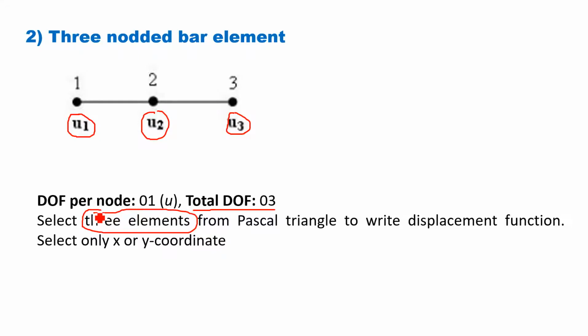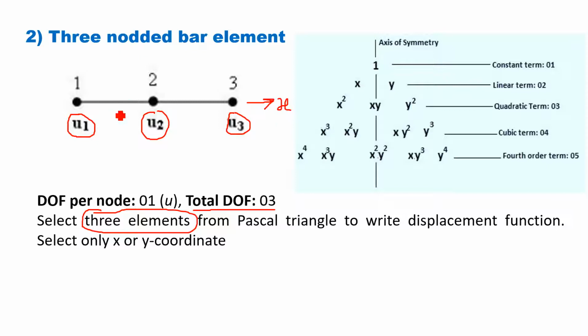Again remember, since it is a bar element, we have to select only the x coordinate or only the y coordinate from the Pascal triangle, because it is a 1D element. So this is the Pascal triangle again. Now how many elements do we have to select? 3 elements. So the first element is 1, the second element is x. Of course we cannot select y because it is a horizontal bar element. Then we shift to the third row for the third element, and there we cannot select these 2 elements because they involve the y coordinate, so we select x square.